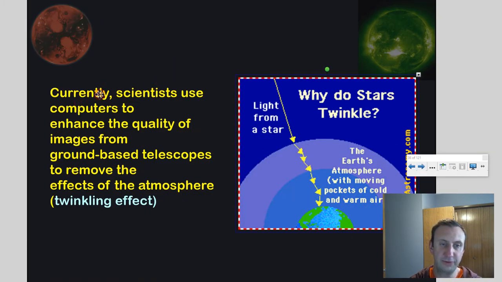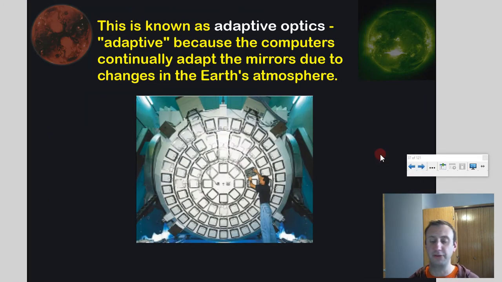So currently scientists use computers to enhance the quality of images from ground-based telescopes to remove the effects of the atmosphere or the twinkling effect. You've probably seen this when you look even up at normal stars, where you see that the star is kind of twinkling, and that is due to movement of atmosphere. It's actually due to refraction. So as light from the star is moving through different densities of air, it bends around and moves, and that causes the twinkling that we see. It's because of these pockets of cold and warm air that are always shifting around and moving, causing the light to refract in different ways. The star itself isn't actually moving or twinkling. It just has to do with the atmosphere.